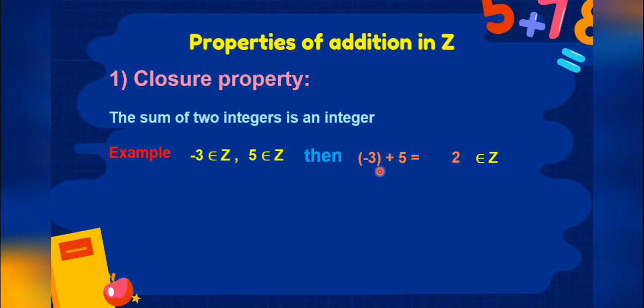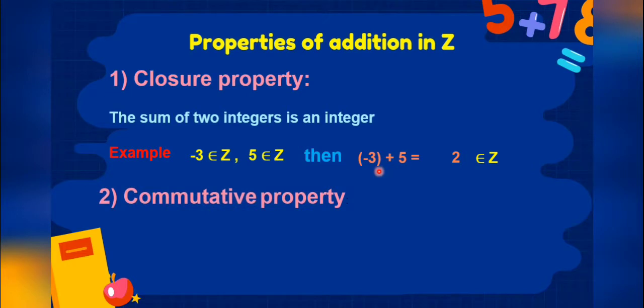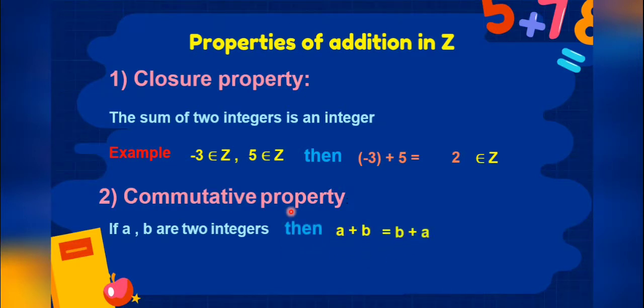Okay, number 2, commutative property. Commutative means that when you switch the order of the addition operation, it will not affect the answer. So if a, b are two integers, then a plus b is the same as b plus a. I just change the order of the numbers a and b, so they will give me the same answer.